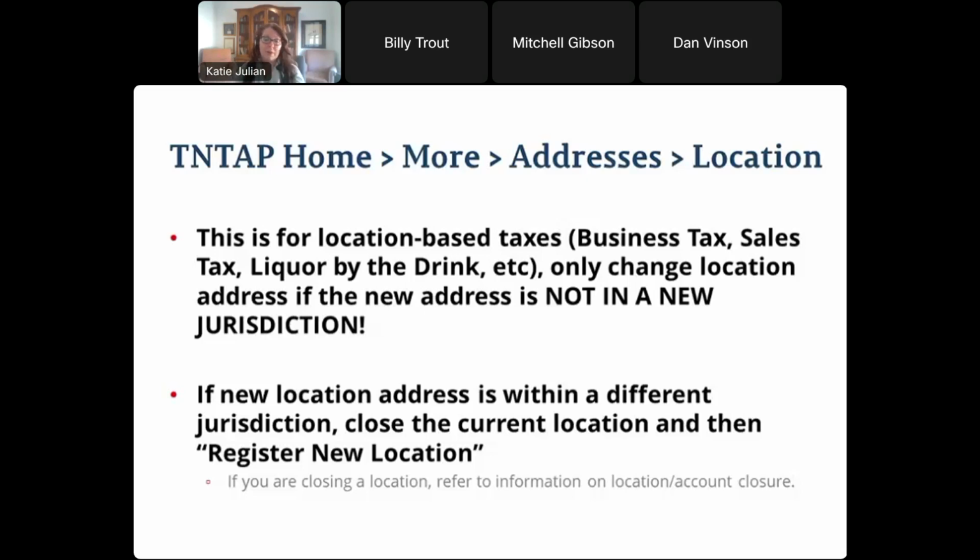If that new location is within a new jurisdiction, let's say you're staying in the same county, but you've moved from City of Red Bank to City of Chattanooga, you don't need a new Hamilton County license because you're staying within that county. But if you're moving to a new municipality, if that new location's within a different city within the county, you may need a new business license for where you're moving to. So there's other things involved there. Changing your location in TNTAP is not cut and dry. I'll say that.